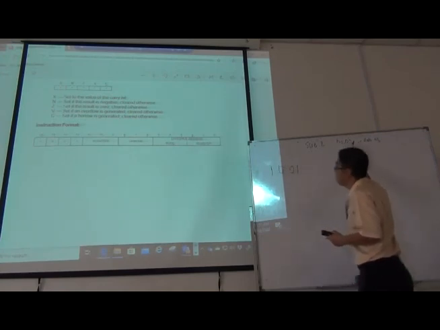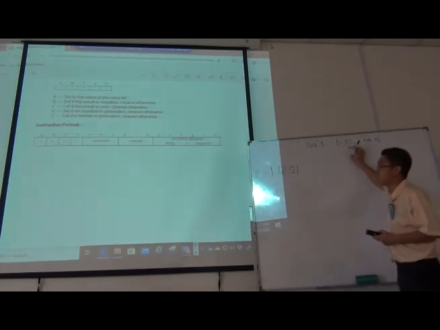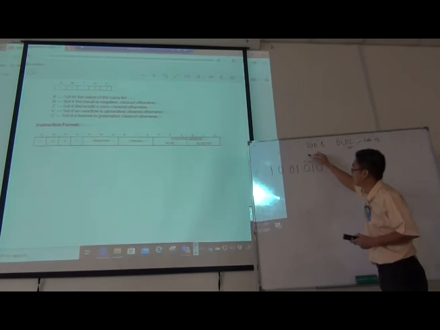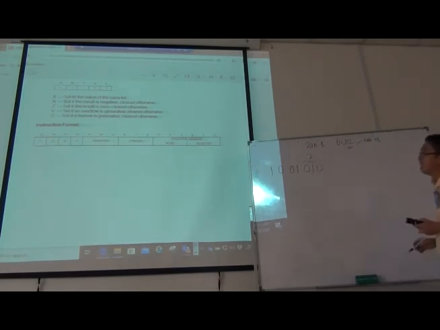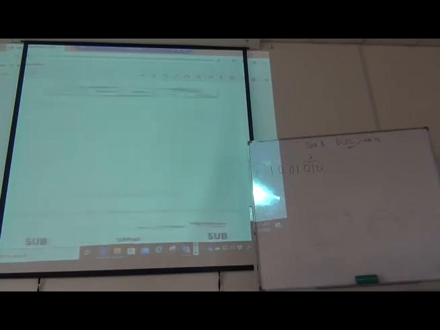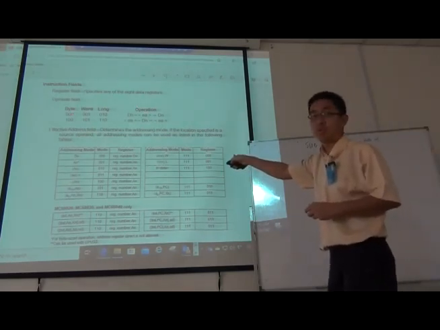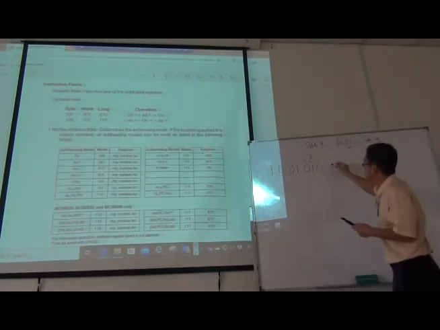1001. Register number 2, the destination. 2 is equivalent to 0, 1, 0. This is equivalent to 2. Alright. Then your op mode is byte. The op mode is byte, which is the first pattern. Byte is 000.